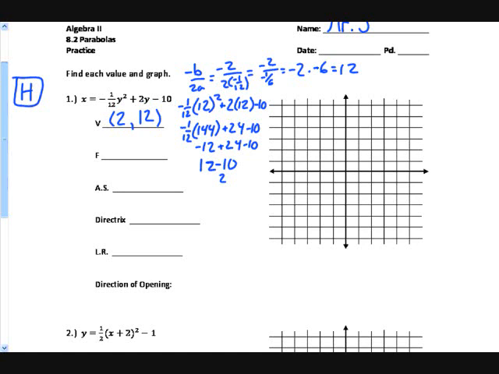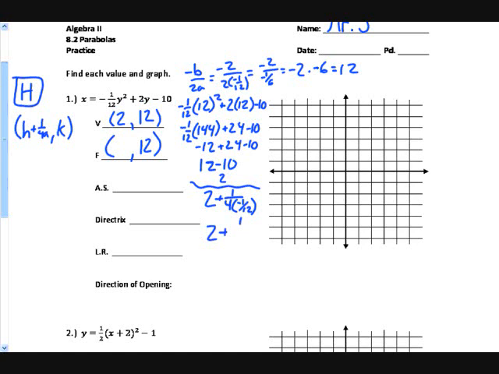Now, I just go right down the list. If I'm looking at my focus next, on my formula sheet, it tells me that the focus is going to be h plus 1 over 4a comma k. So when I do that, the k value is going to stay the same, so this is going to be a 12. That's the easy part. And now I just have to do h plus 1 over 4a to get the x value. So I'm going to take it over here. H plus 1 over 4a, h is 2, plus 1 over 4 times a, which is a negative 1/12. And now I just have to plug this in.